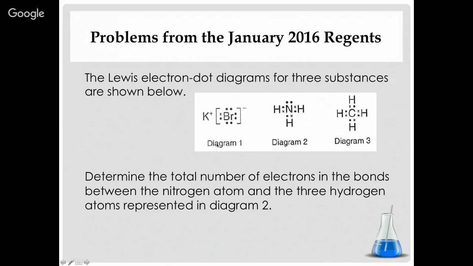Okay, so the total number of electrons is going to be 6. We have 2 shared between this hydrogen and nitrogen. We have 2 between the one on the right, and then 2 between the nitrogen and the hydrogen on the bottom. So a total of 3 shared electrons. And then up top, just as a reminder, these are unshared electrons. These are called lone pair electrons.